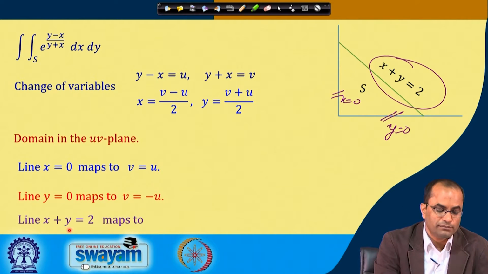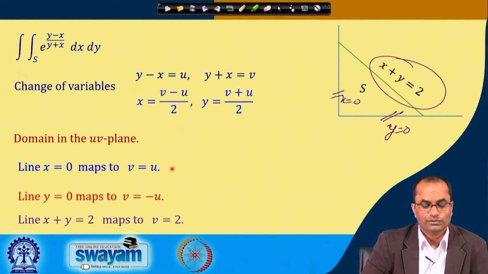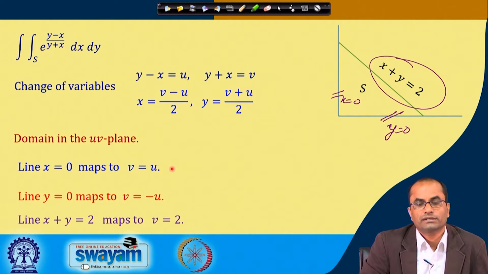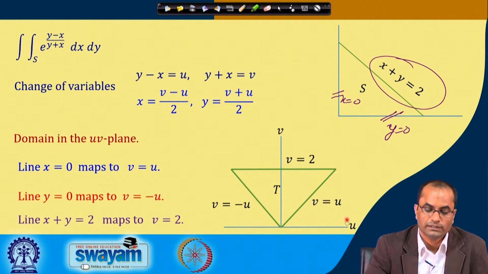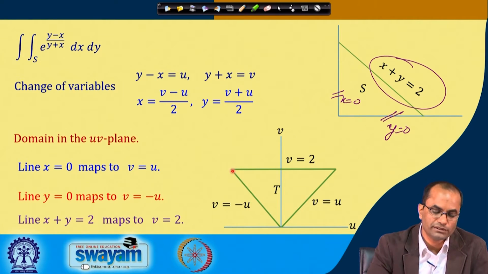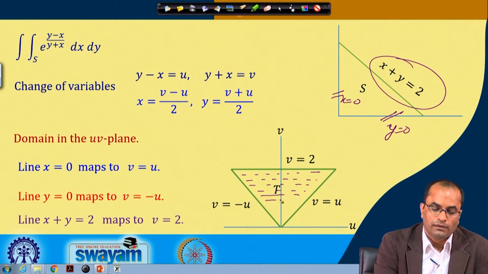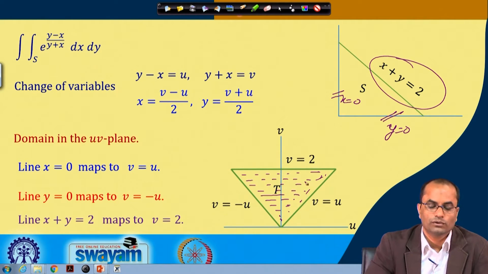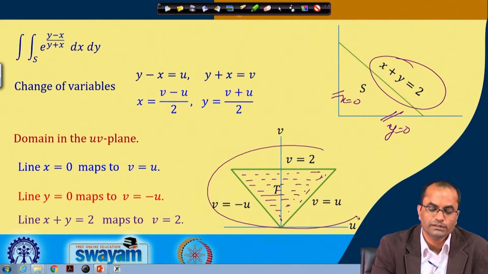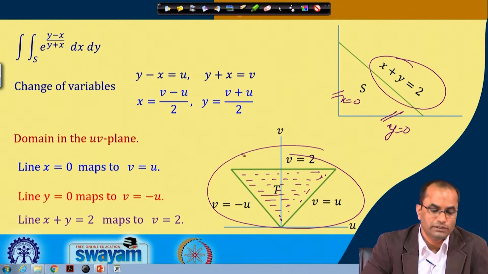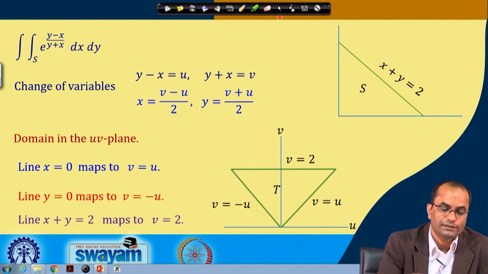So, this maps to v is equal to 2. With these three, v is equal to u, v is equal to minus u, and v is equal to 2, we can construct the new domain. So, this is in terms of v and u. We have the v is equal to u line, the v is equal to minus u line, and the v is equal to 2 line. This region is the new one for our integration. Now we can evaluate the new limits based on this new region in terms of u and v.